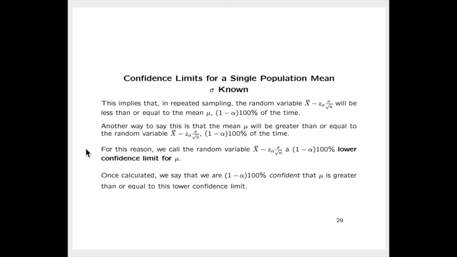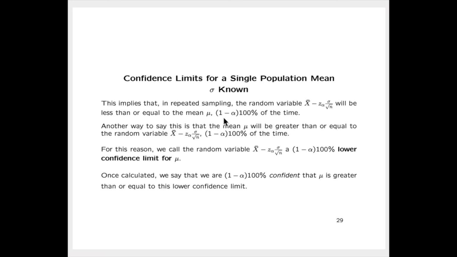And for this reason, we call the random variable given by x bar minus z sub alpha times sigma over the square root of the sample size a 1 minus alpha times 100% lower confidence limit for mu. Now, once we have our sample and we've calculated the value of this random variable, we say that we are 1 minus alpha times 100% confident that the mean mu is greater than or equal to this lower confidence limit.